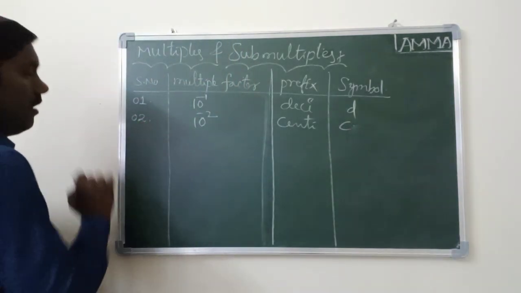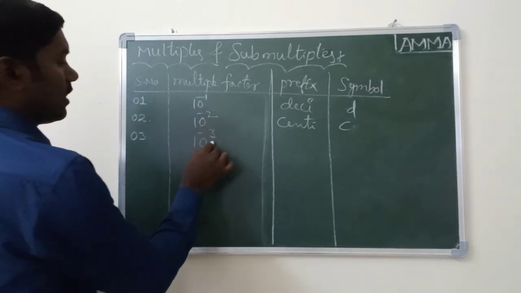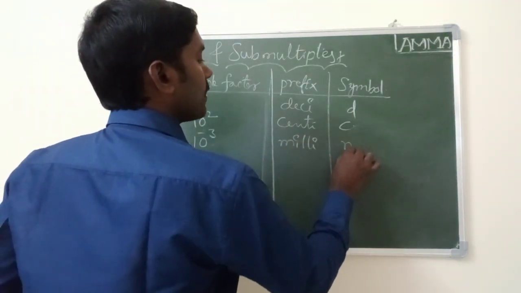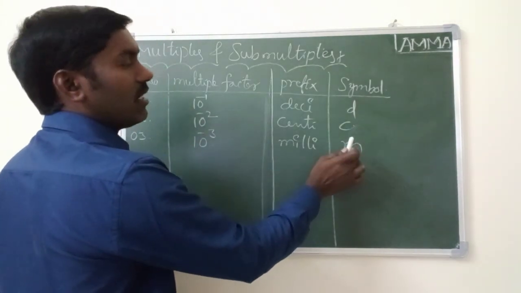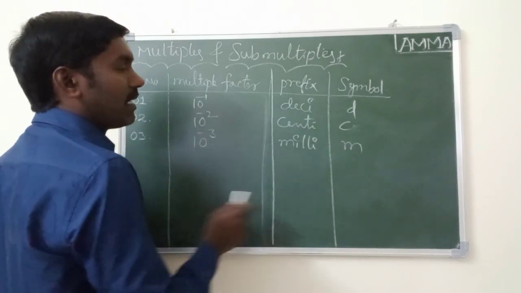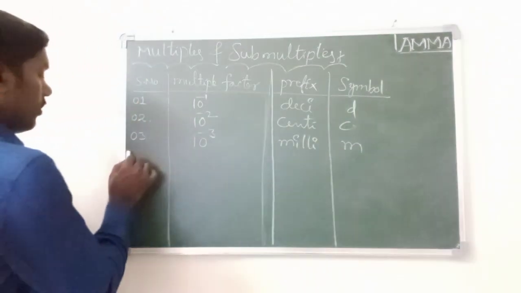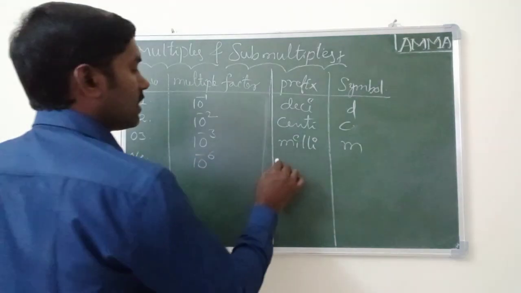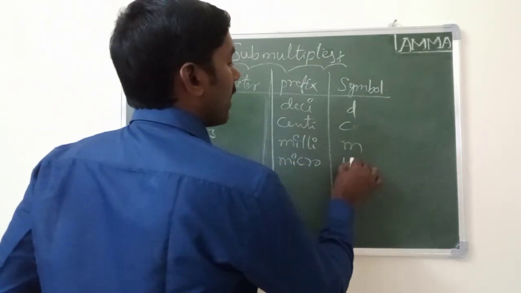Number 3: if we multiply any unit with 10 power minus 3, we call it milli, represented by small m. Students, it is very important, don't confuse here. This is milli, the prefix of millimeters, for 10 power minus 3, represented by small m only. We don't consider it as meter. The fourth one is 10 power minus 6, which we call micro. The prefix is micro, represented by mu.